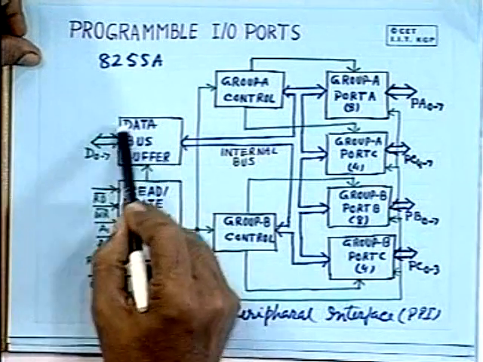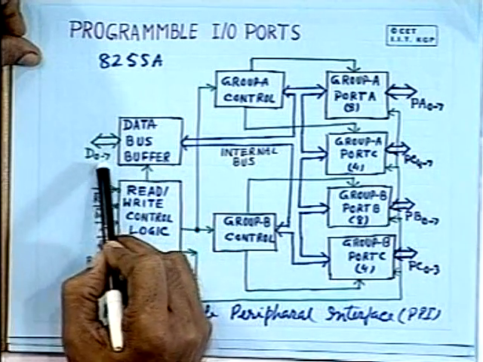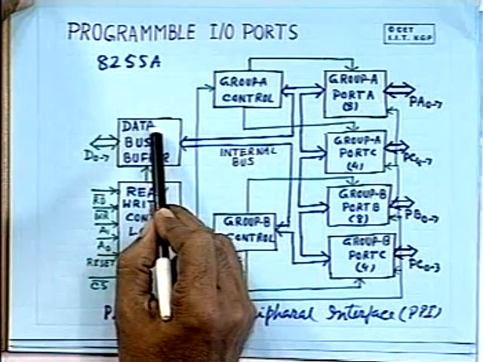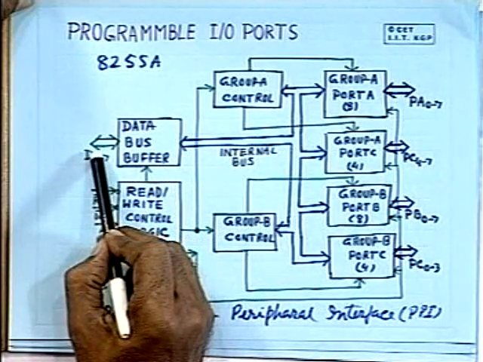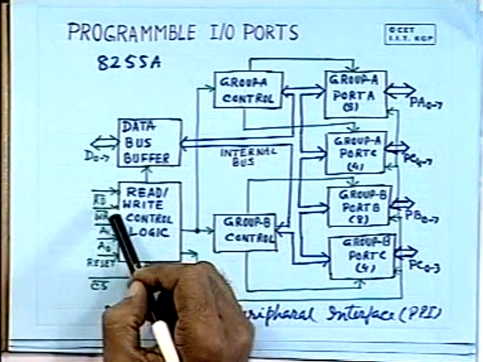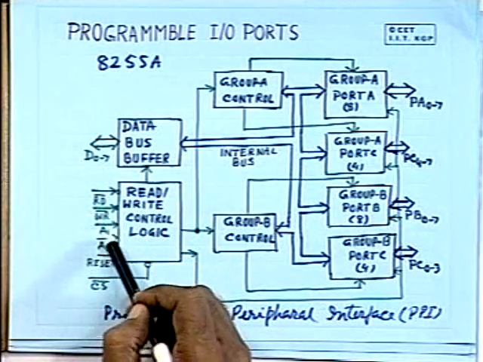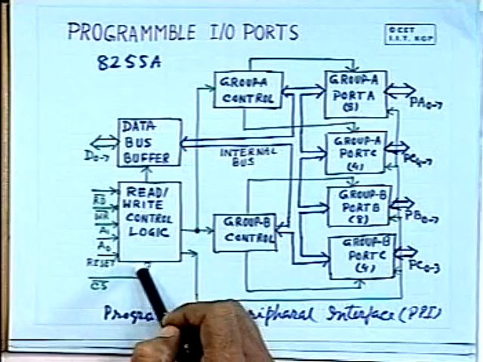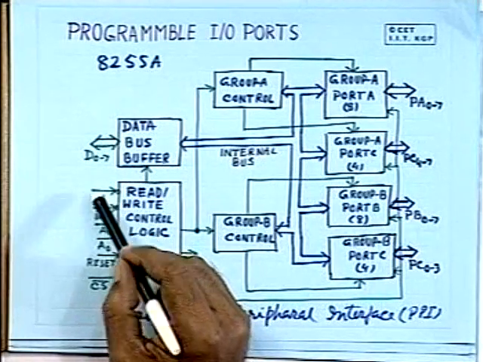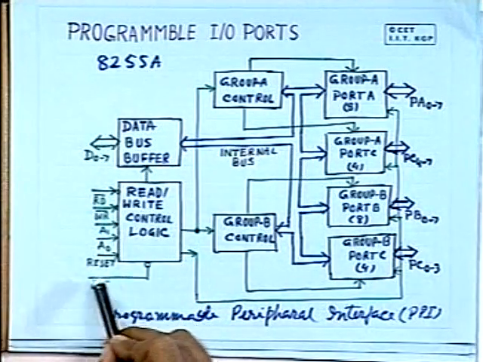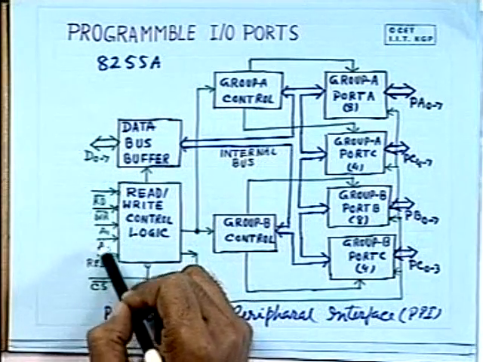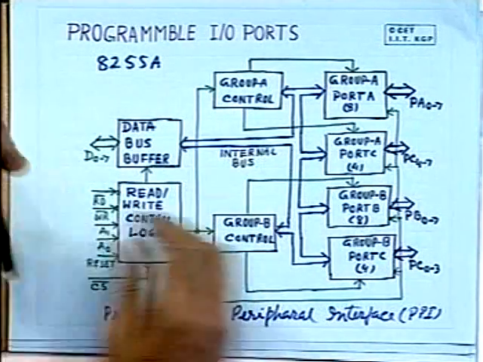Let us start with this data bus buffer. It is connected to D0 to D7, and as you can see, it is bidirectional. This provides the bidirectional and tri-state buffer for interfacing directly to the system bus of the microprocessor. And it has read-write control logic, with the read-write signals, some address lines A1, A0, reset, and chip select. These necessary control signals have to come either from the microprocessor or be generated. For example, the chip select signal has to be generated with the help of a suitable decoder circuit. These signals directly come from the microprocessor, so this side will go to the microprocessor.